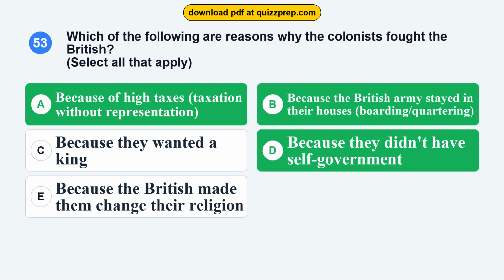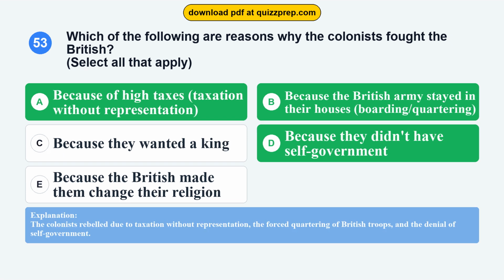Because of high taxes, taxation without representation. Because the British Army stayed in their houses, boarding/quartering. Because they didn't have self-government. The colonists rebelled due to taxation without representation, the forced quartering of British troops, and the denial of self-government.